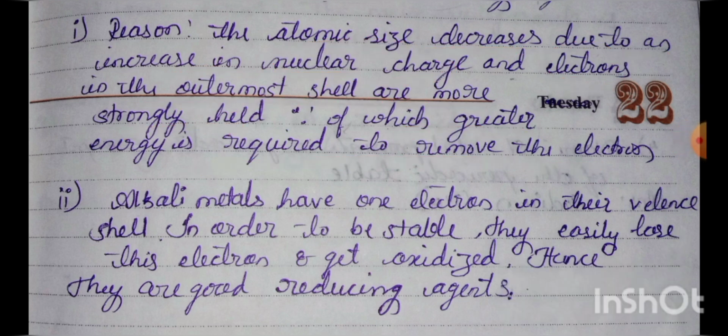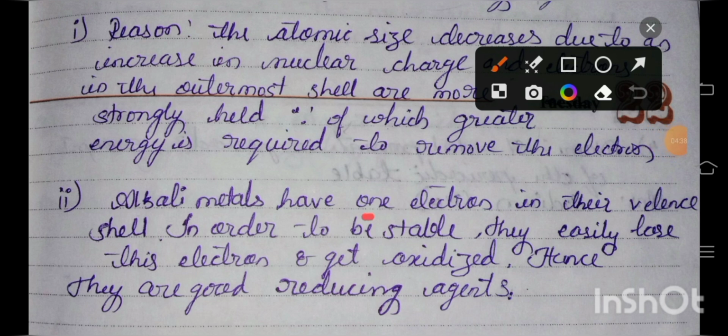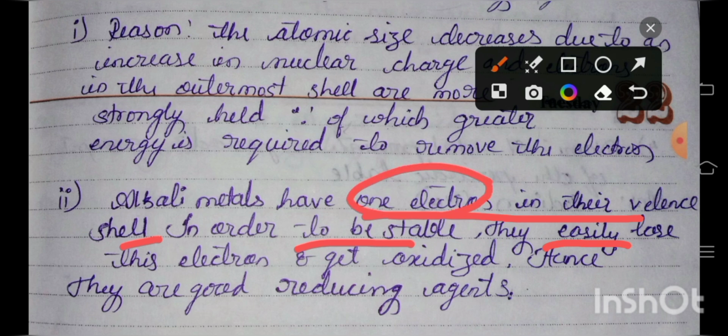Okay, and the next one is: alkali metals have 1 electron in their valence shell, and in order to be stable they easily lose it. Obviously, in the outermost shell there is only one electron, so that one electron can be removed very easily to become stable, and they get oxidized. They easily lose electrons and get oxidized, hence they are good reducing agents. So alkali metals are very good reducing agents.